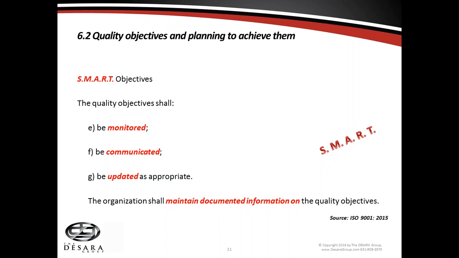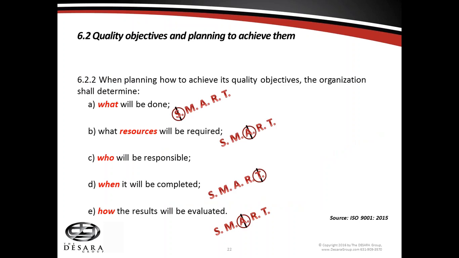This communicated piece, which had a sentence in the old 5.4.1, now has 5 more bullets. When planning to achieve the quality objectives, the organization shall determine what's going to be done, that's new, what resources are going to be required, who's responsible, when it's completed, and how the results are going to be evaluated. So what, again, drives to the specific? Resources drives to the achievable. Do we have resources to make this thing achievable? Who's going to be responsible gets us accountability.